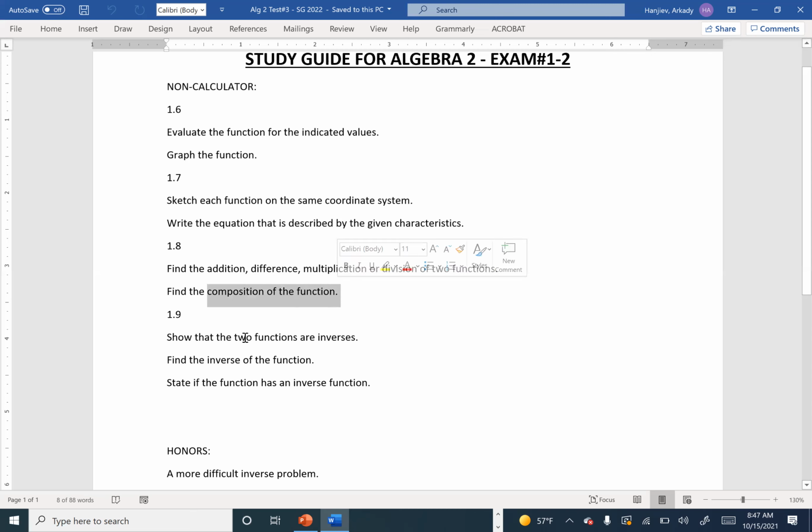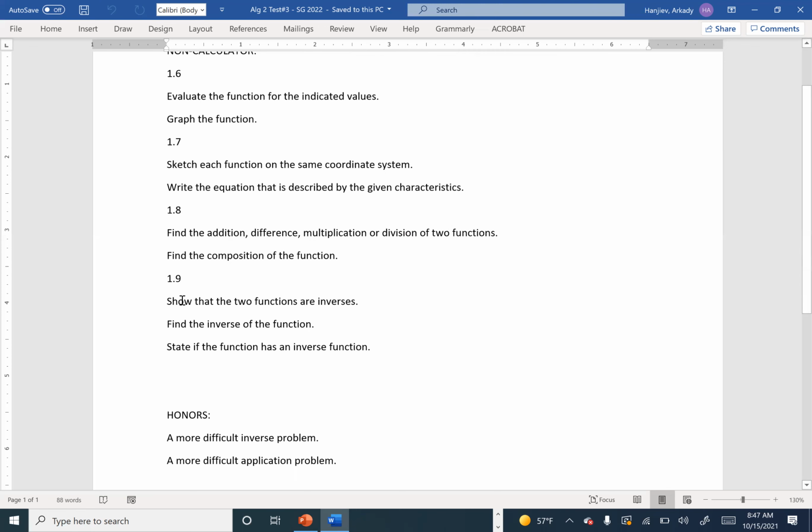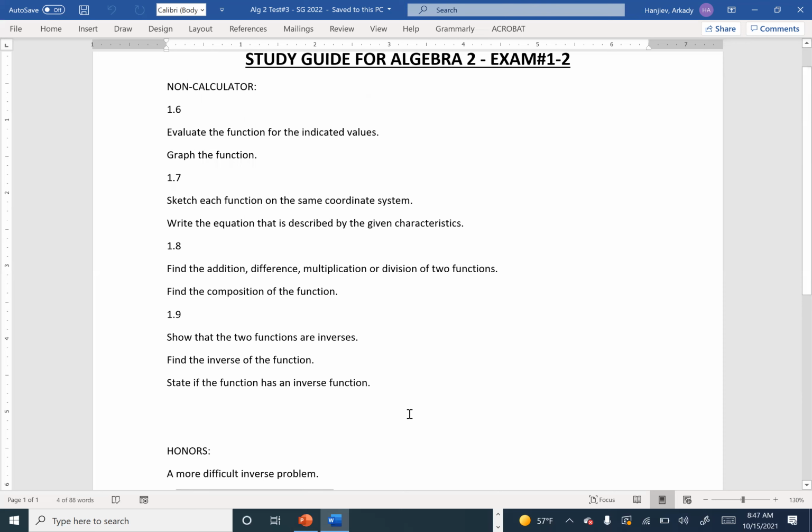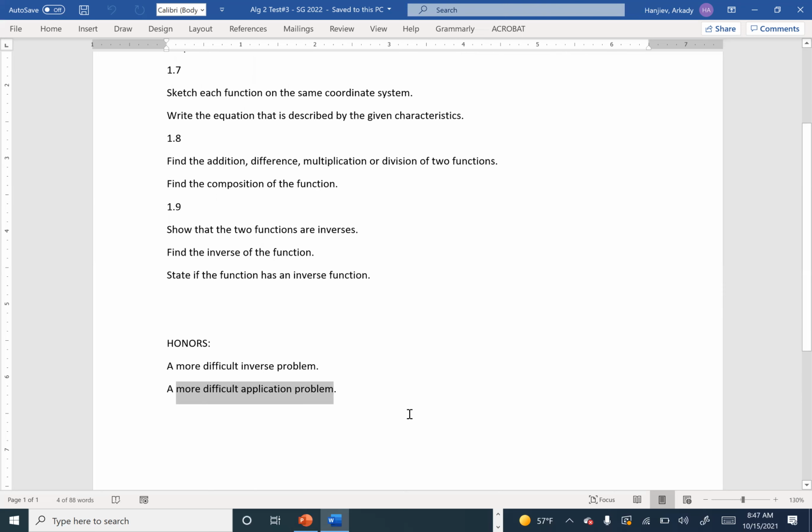Oof, okay. And then today, hopefully we'll get done today, we're going to show something called inverses. And inverses again, and then inverses again. I think we're going to talk about inverses. Got this funny feeling. Honor students, here it is. There's a more difficult inverse question. And then we got some application questions. So if you understand the stuff above, you should be able to understand the application questions.